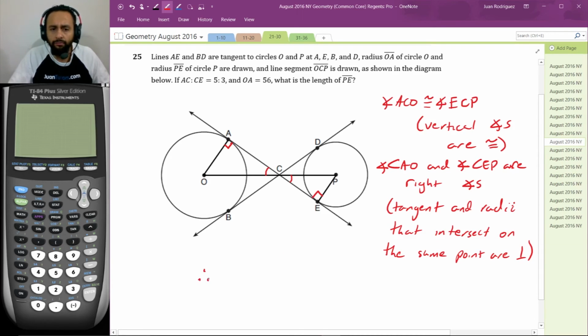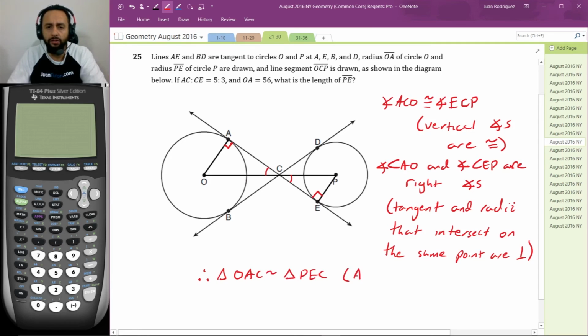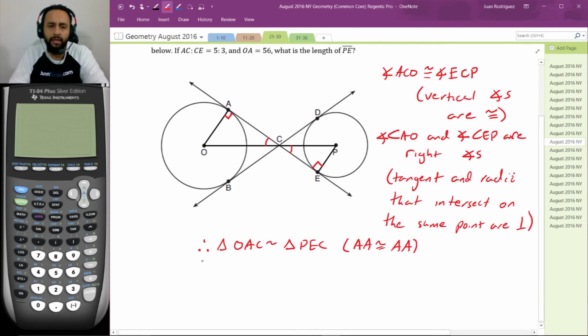So the conclusion is that triangle OAC is similar to triangle PEC because of the angle-angle postulate. So these two triangles are similar, and then as a result, by CPCTC, OA over PE is equal to AC over EC because corresponding parts of similar triangles are proportional.